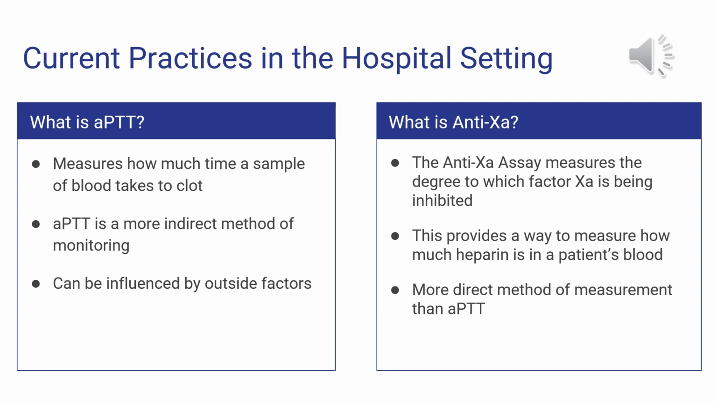At the hospital level, nurses and healthcare providers rely on aPTT values to titrate heparin drips, adjusting the infusion rate to reach therapeutic range. This approach, while widely used, may not always result in optimal anticoagulation levels and can contribute to suboptimal patient outcomes. I can actually corroborate this with my own experience.